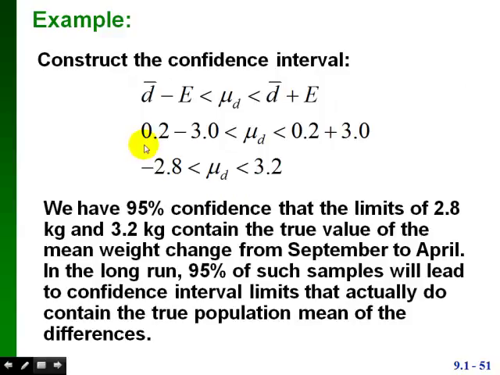So again, we're taking our point estimate minus our margin of error, and then over here our point estimate plus our margin of error, and here's the confidence interval that we end up with. And again, notice since the lower limit is negative and the upper limit is positive, that means that 0 is included in this interval. And that means that the mean of the differences could actually be 0, which tells us that there's not a significant difference between the weights.